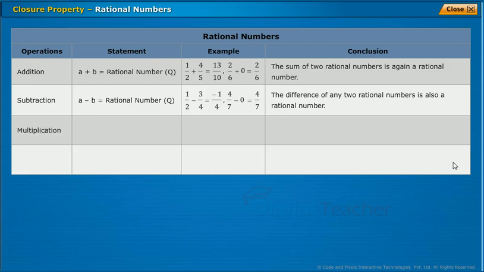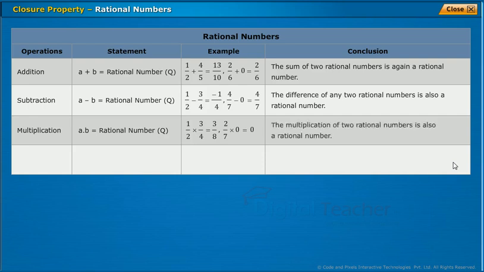Under multiplication, it states that the product of two rational numbers is always a rational number. For example, 1/2 into 3/4 is equal to 3/8, or 2/7 into 0 is again equal to 0. It concludes that the multiplication of two rational numbers is also a rational number.